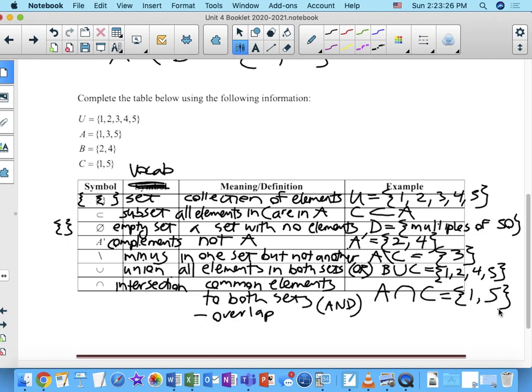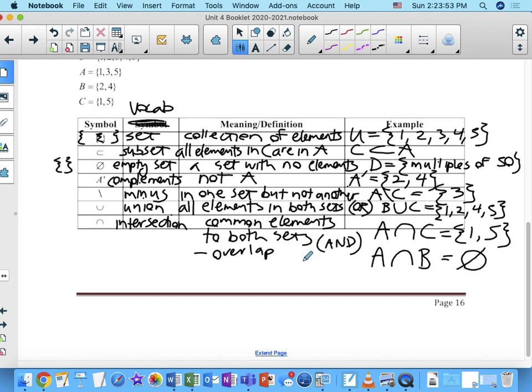If I looked, let's say, at the intersection of A and B, let's look at that. Okay, so A and B actually have no common elements. There's nothing shared between those. So we would say that the intersection is empty. Okay. All right. So that's just a nice little summary chart that you may want to come back to that summarizes basically all of the vocab that we've looked at so far and all of the symbols that go with it.